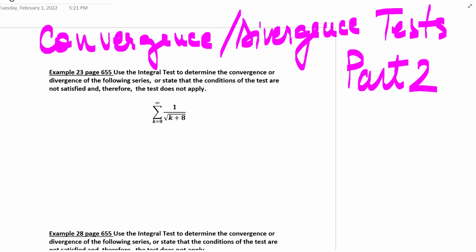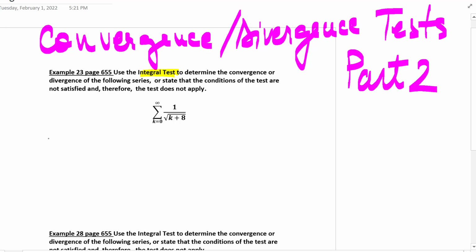In this video, we'll continue talking about series and their convergence or divergence. So I'm going to do a few problems. Let's look at the first one. Use the integral test. They specify again which test to use to determine the convergence or divergence of the following series, or state that the conditions of the test are not satisfied and therefore the test does not apply.